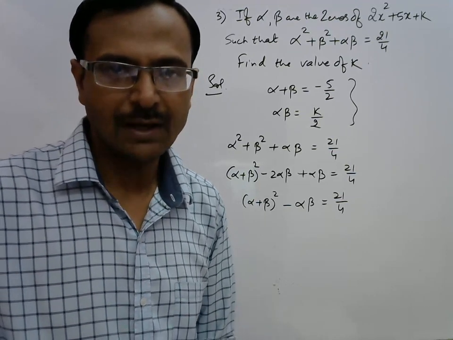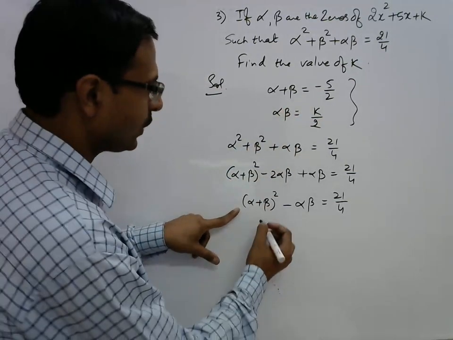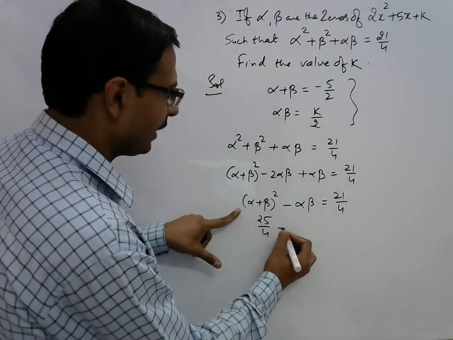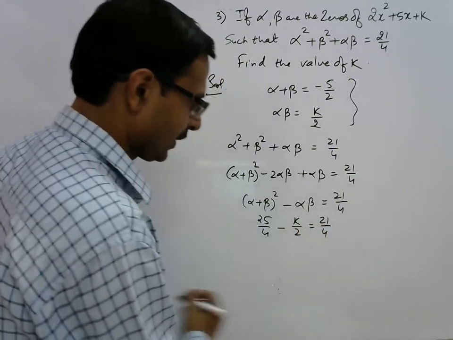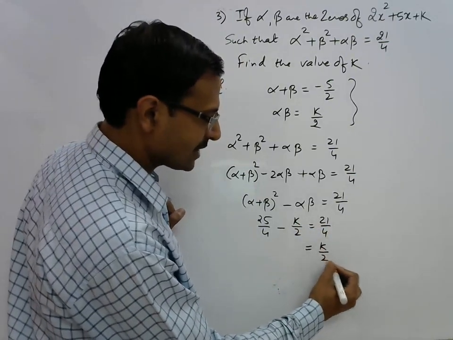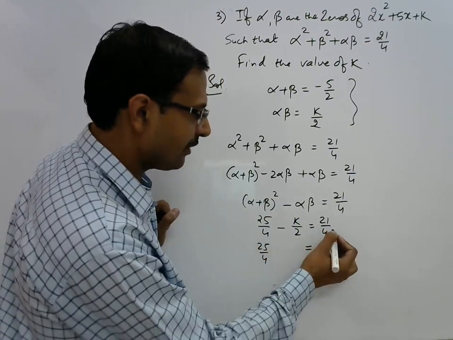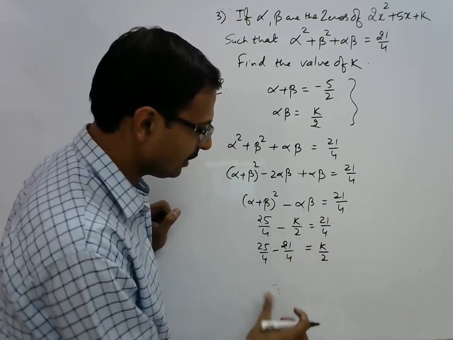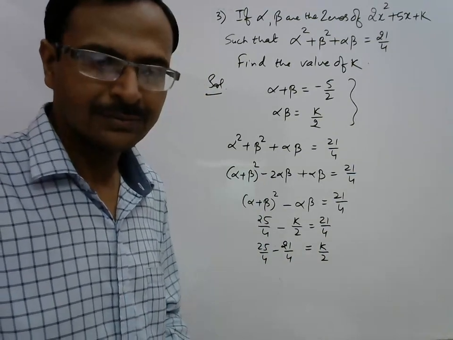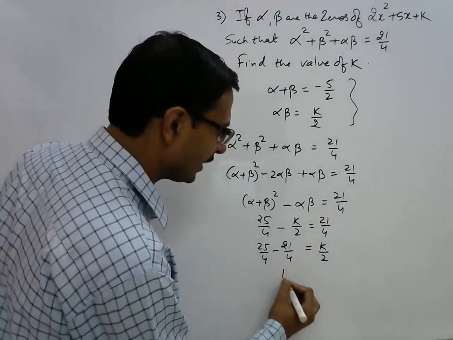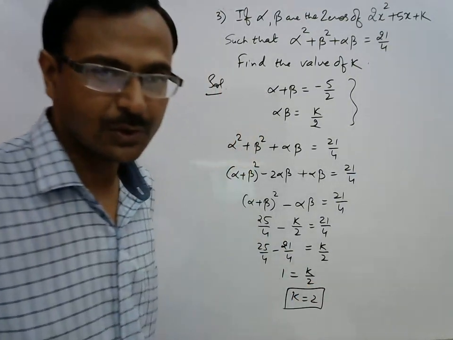Okay. Let me just substitute the values here. See, alpha plus beta is minus 5 upon 2. So if you square that, you get 25 upon 4. Minus alpha beta, which is k upon 2, equal to 21 by 4. So this k upon 2 can come this side because this is negative, so this will become positive here. And 25 by 4 is already here. 21 by 4 will come this side, minus 21 by 4. So see, 25 by 4 minus 21 by 4 is 4 upon 4, that is 1. So you cross multiply, you get k equal to 2, which is your right answer.